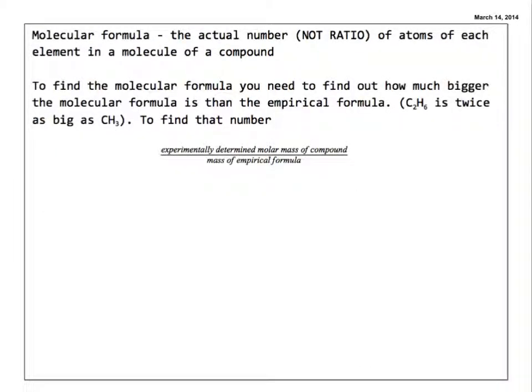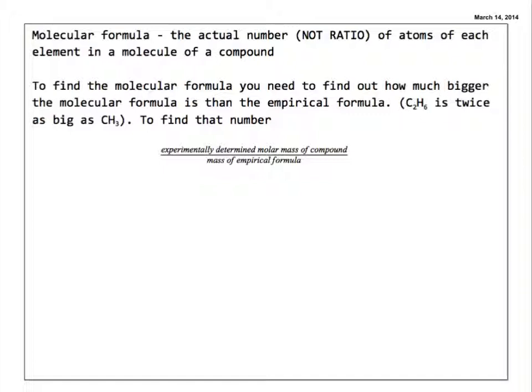Alright, so the molecular formula is the actual number of atoms of each element that's in a compound. It's not necessarily the simplest ratio. It might be, it might not be. So in order to figure out the molecular formula, you need the empirical formula. So either you'll be given the empirical formula or you'll have to find it like we just did in the last couple of problems.